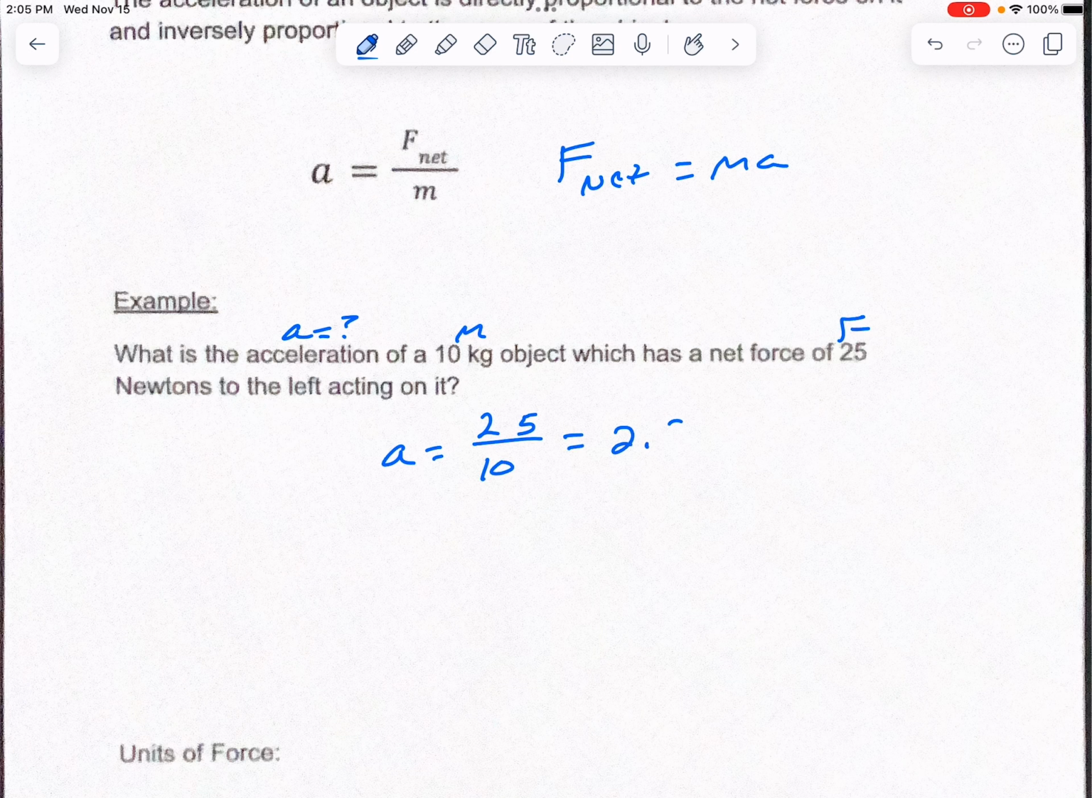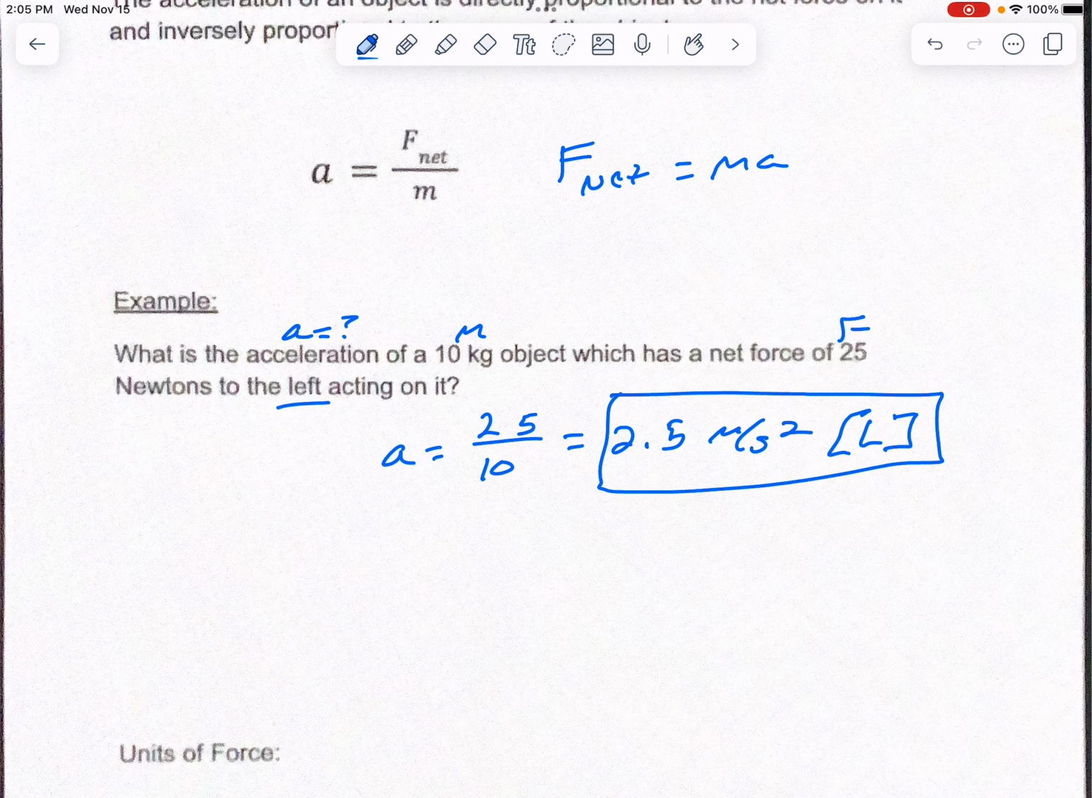And you're going to get 2.5 meters per second squared. Okay, and we got to make sure we're looking at this as if the force was acting to the left. So that means my direction is going to be left. And you can spell it out if you want to. You don't have to do the brackets thing.